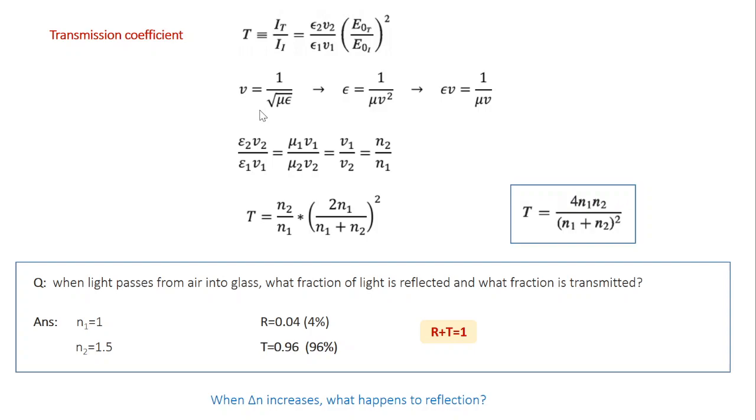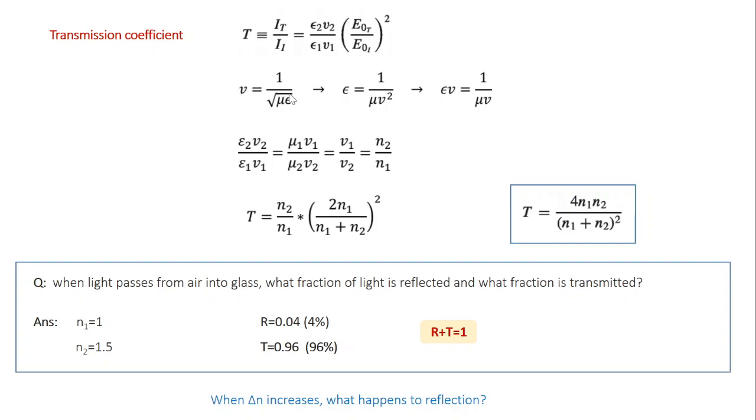Coming to the fraction of light which gets transmitted. This is defined as transmission coefficient T, which is equal to transmitted intensity IT divided by incident intensity II. Substitute for IT and II. A half factor is common. You can cancel that. You get epsilon 2 V2 divided by epsilon 1 V1 into (E naught T divided by E naught I) whole square.